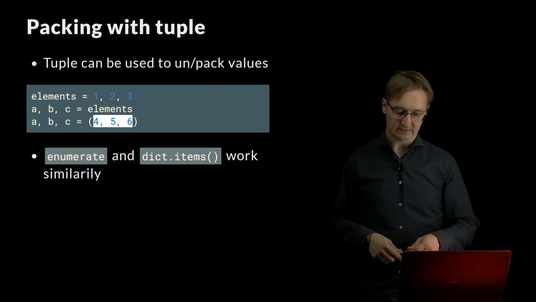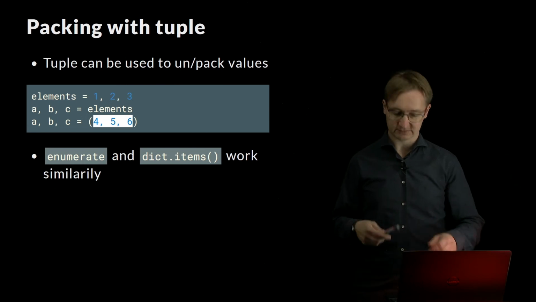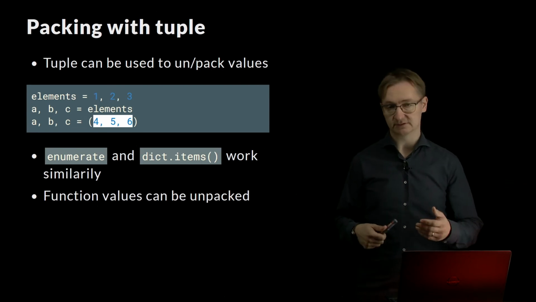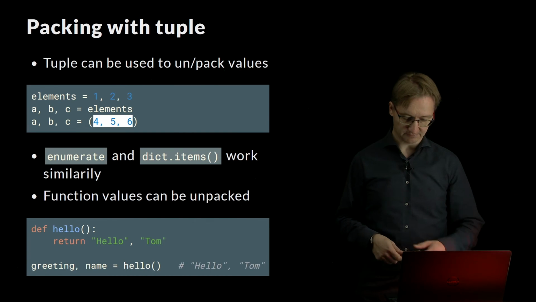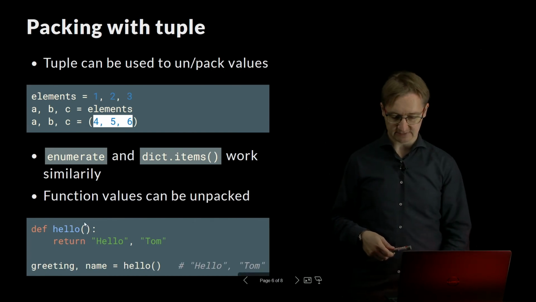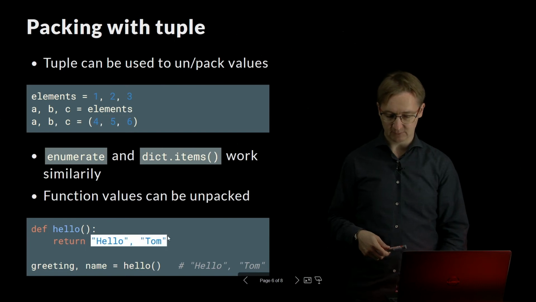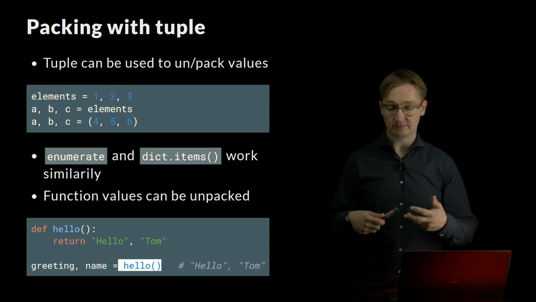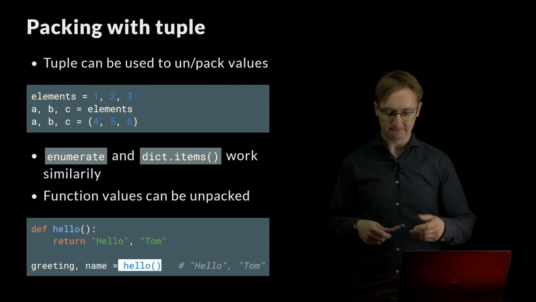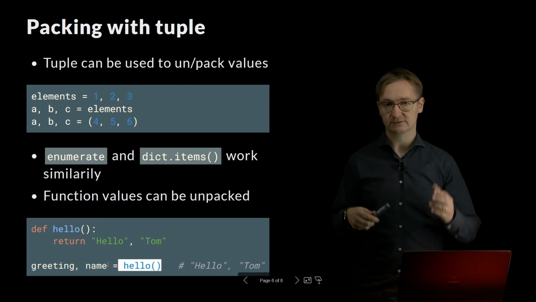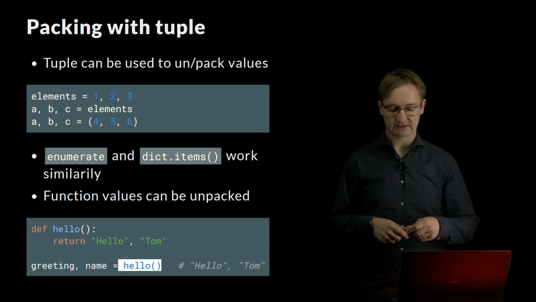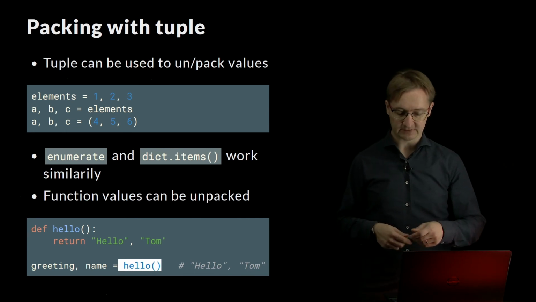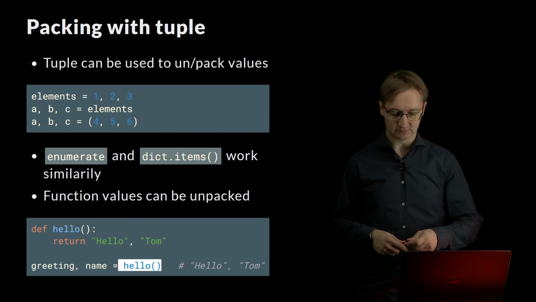For example, enumerate and dict items both work similarly. And yes, as was mentioned, the return values of functions can be packed or unpacked. So here there is a function which returns 2 values, hello and Tom. Now if I call this function, I can put them into one variable, for example, results or whatever, but I can also unpack those values into 2 variables. But then I have to know that the function always returns 2 values. But if that's the case, then you can unpack those values into 2 variables.